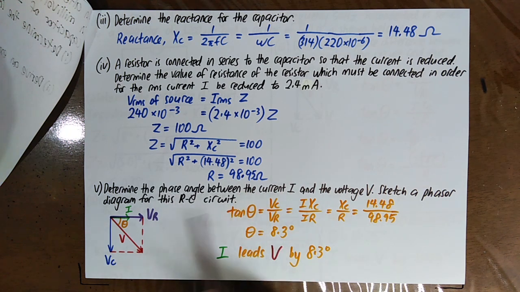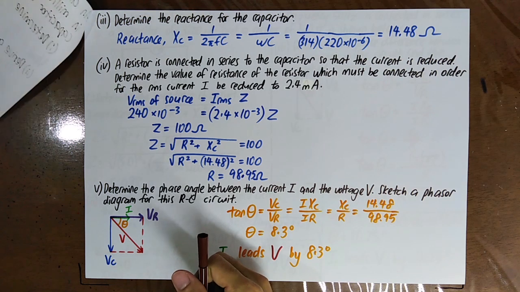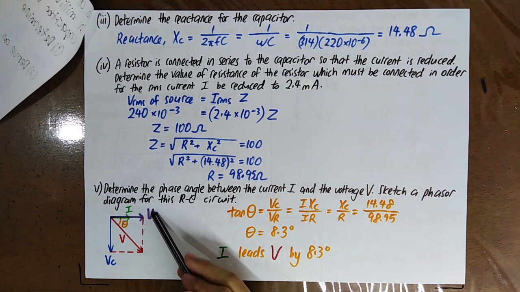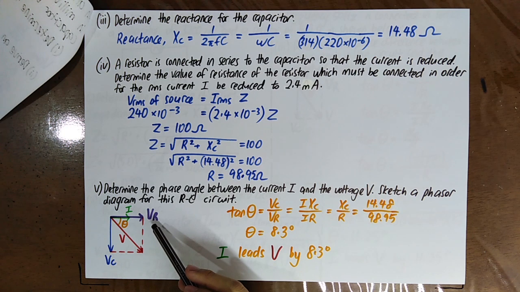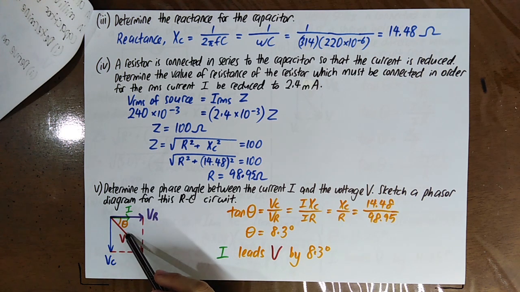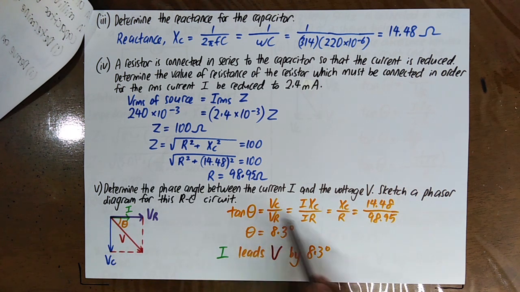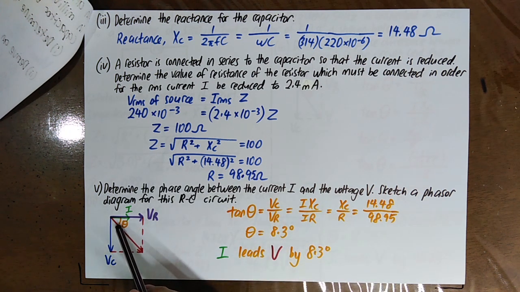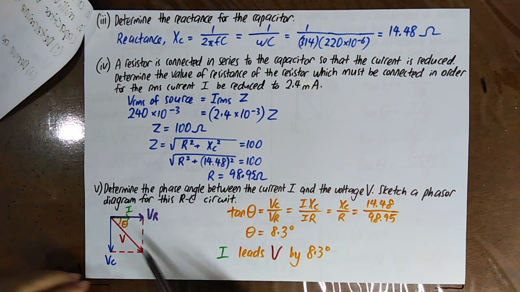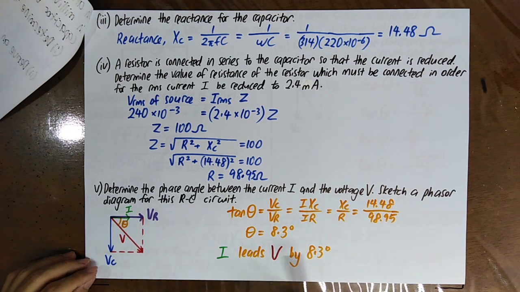Determine the phase angle between the current I and also the voltage V. Sketch the phasor diagram. Okay, when you are sketching the phasor diagram, you also have to label them. That means that I is the current, VR is the resistor voltage, V is the source voltage, VC is the capacitor voltage. Okay, but I'm lazy to label it here. Okay, and then you have to find out the phase angle. Tangent theta equal to this over this. Okay, then you know I leads V by how many angle.